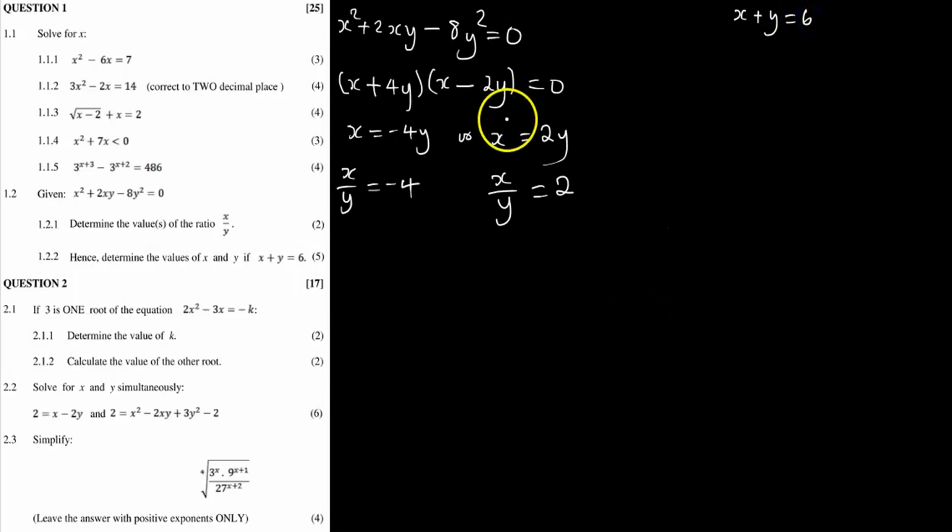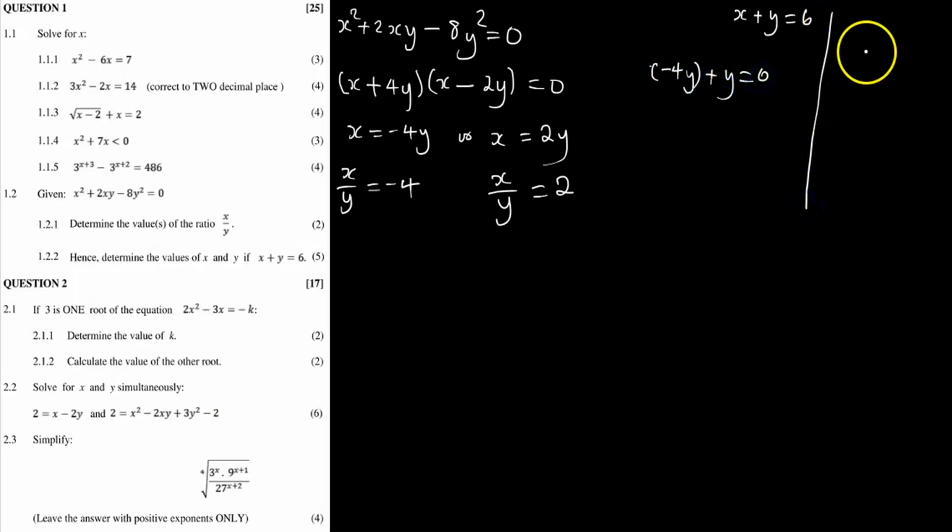And then we can just take it from here and there, and then we solve. So the first one, where there's x, we are going to substitute negative 4y and solve for the y value. And then after finding the y value, we substitute back here, and then we find the corresponding x value. So it's x plus y, which is negative 4y plus y equals 6.